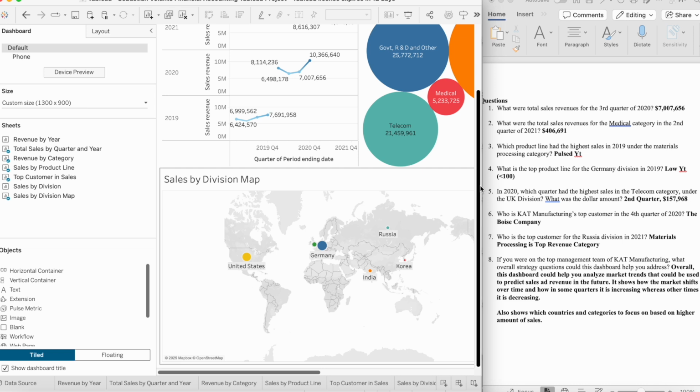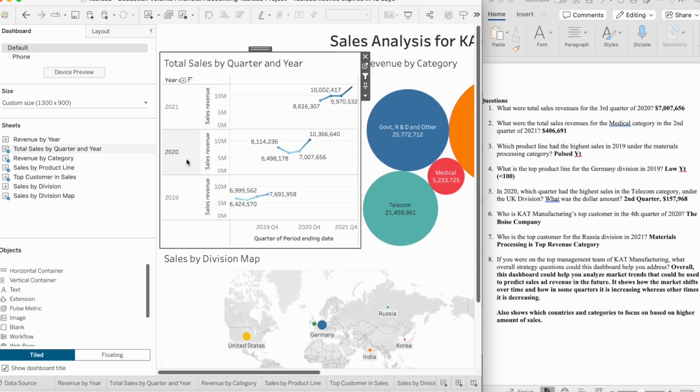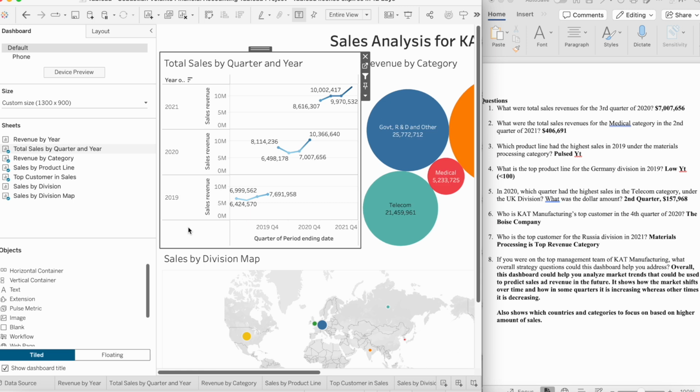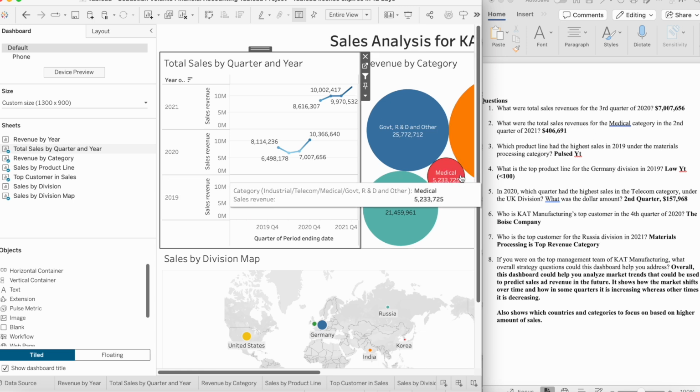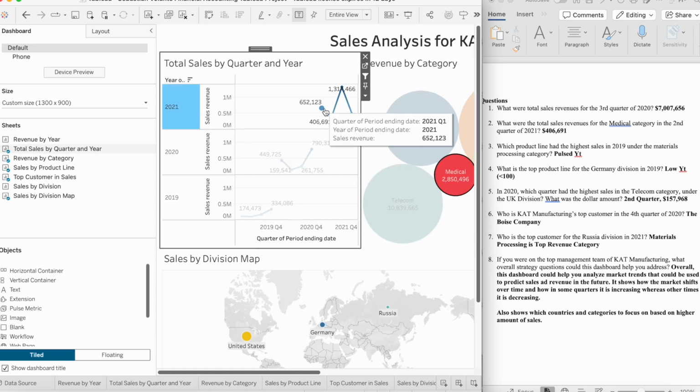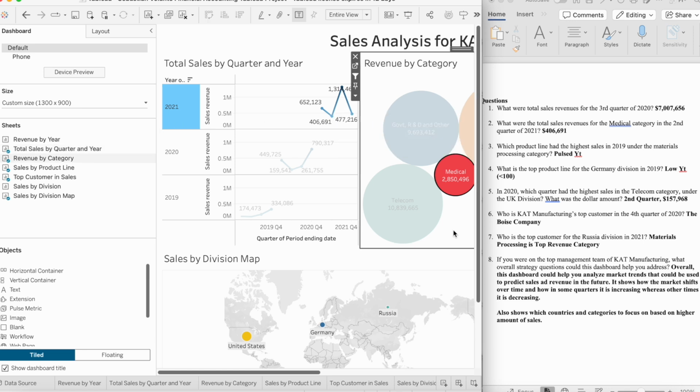And so the total sales revenue for the third quarter of 2020, you would click on 2020, click on third quarter, and it shows that the total sales is $7,007,656. And for the total sales revenue for the medical category in 2021 second quarter, we would click on medical, 2021, and second quarter, which shows that the value is $406,691. And then I would clear out of both of these.